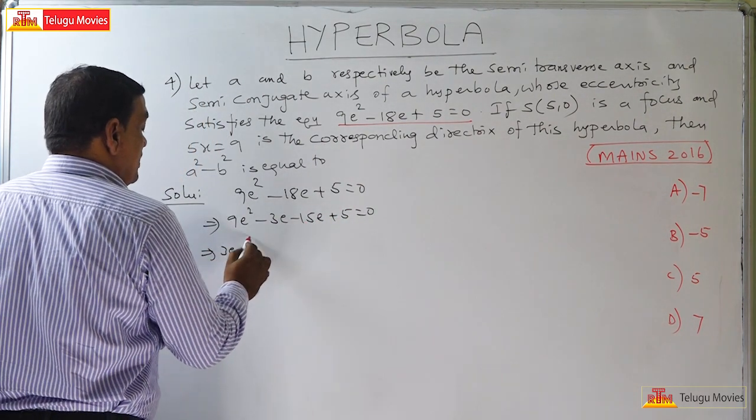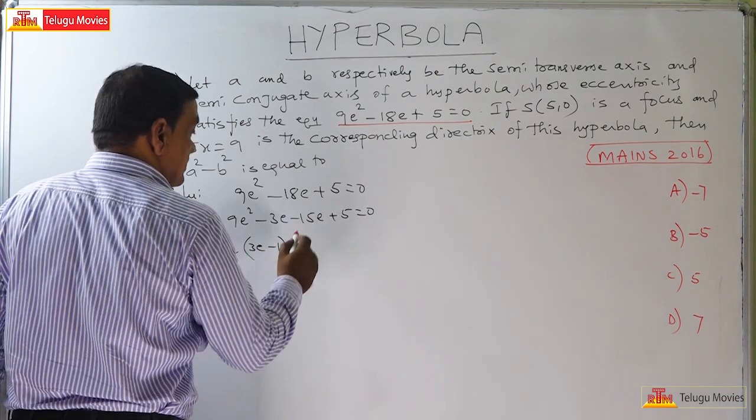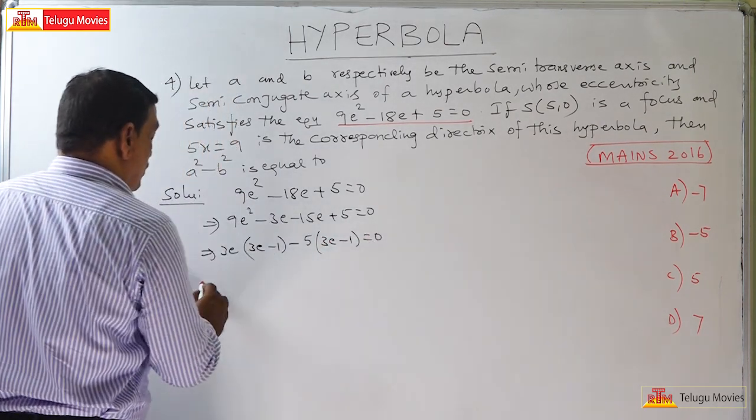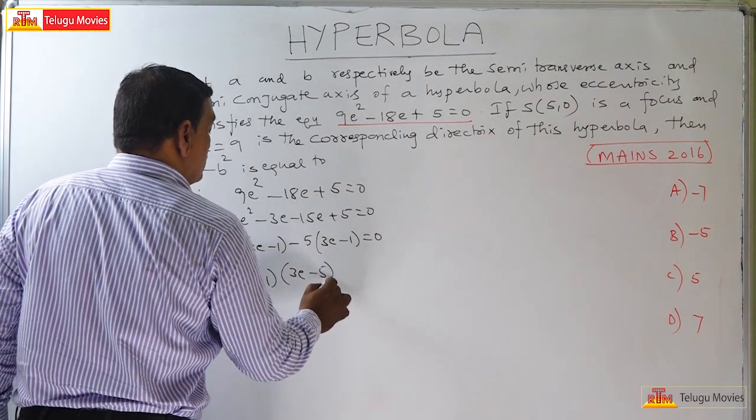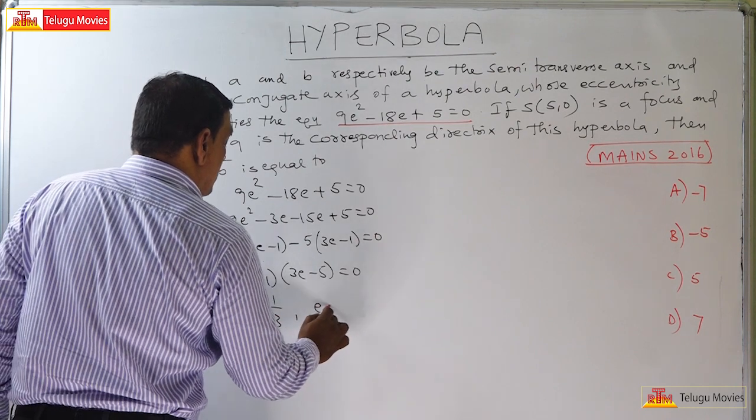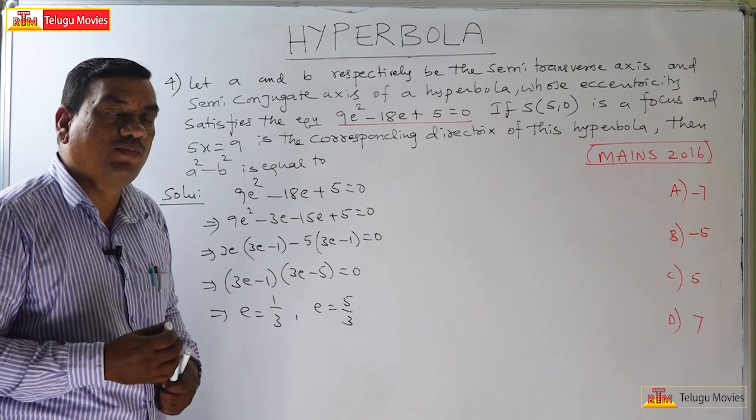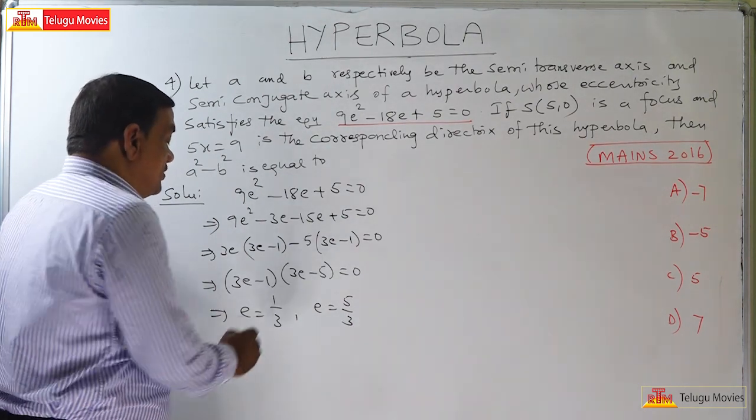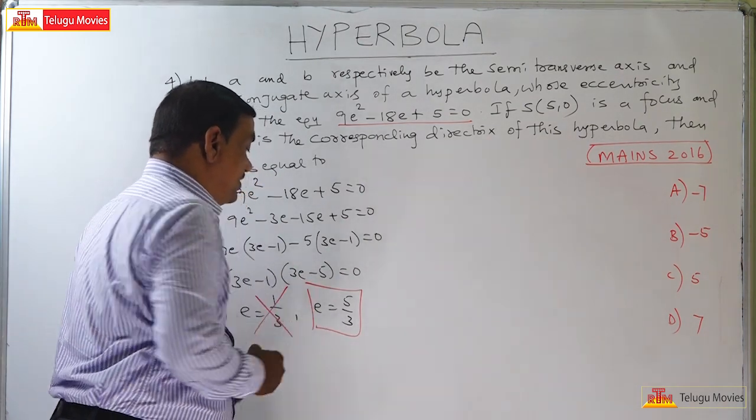So this implies 3e common: 3e into 3e minus 1, minus 5 common: 3e minus 1 is equal to 0. So this implies 3e minus 1 into 3e minus 5 is equal to 0. From this, e is equal to 1 by 3, or e is equal to 5 by 3. We know that for a hyperbola, eccentricity is greater than 1. Therefore 1 by 3 can be discarded, and your eccentricity is 5 by 3.